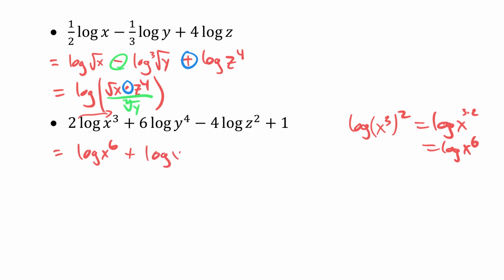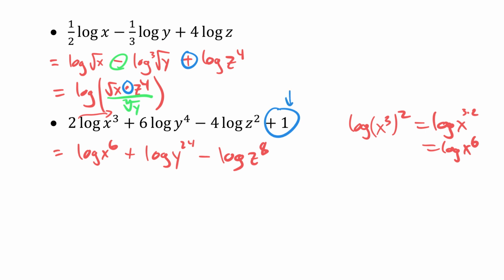This one will be y to the 6 times 4, which is 24. This will be log z to the 8. Oh, and we've got a 1 on the end. My goodness. Well, we can't combine the 1 with the logs because it's not a log.